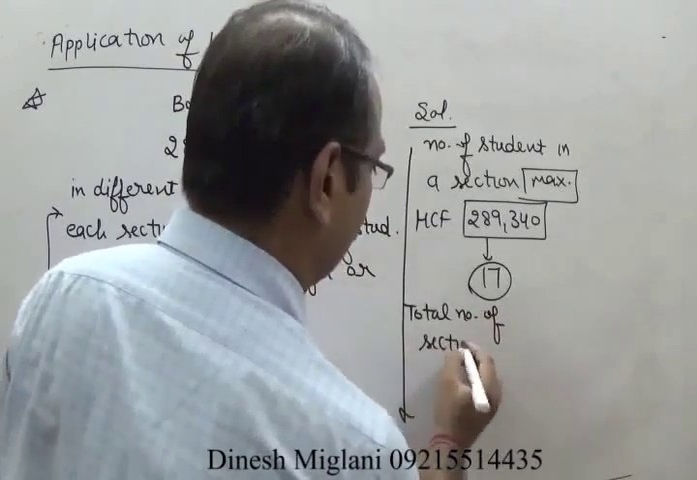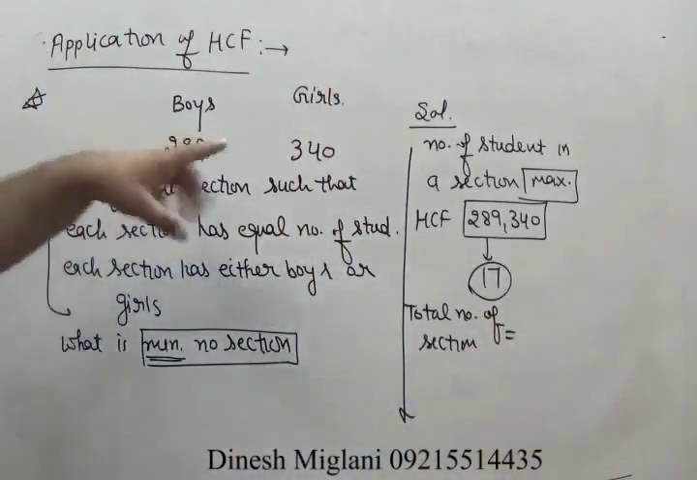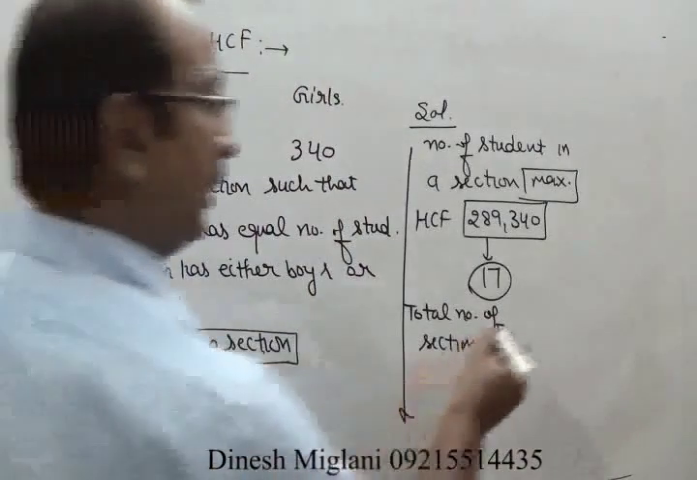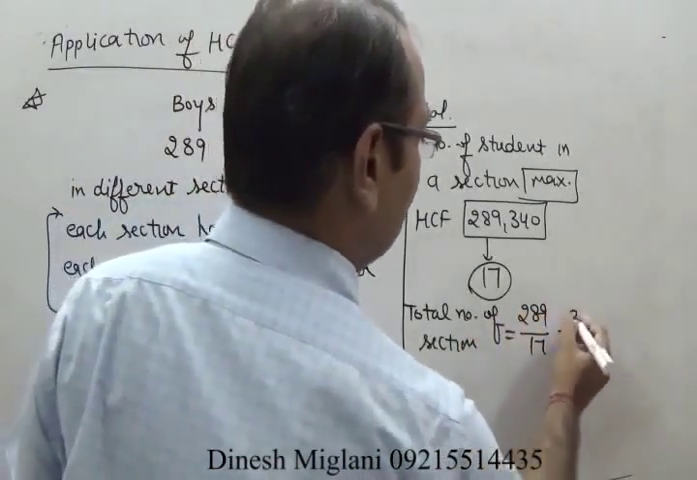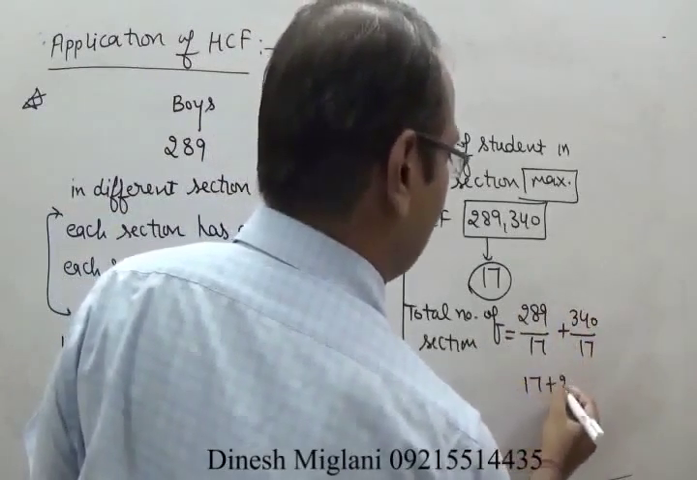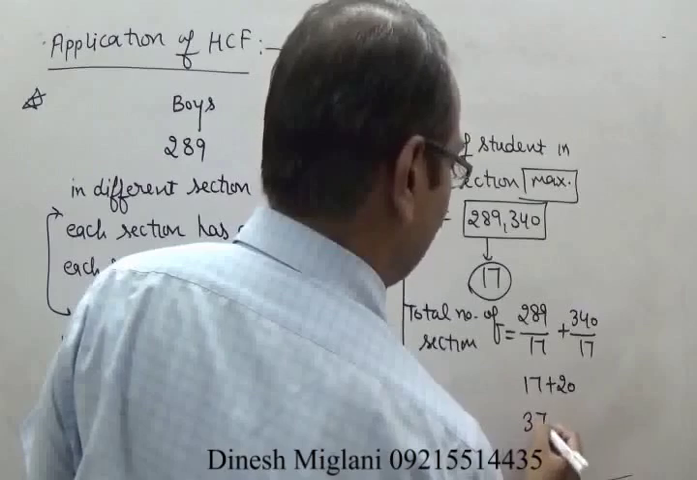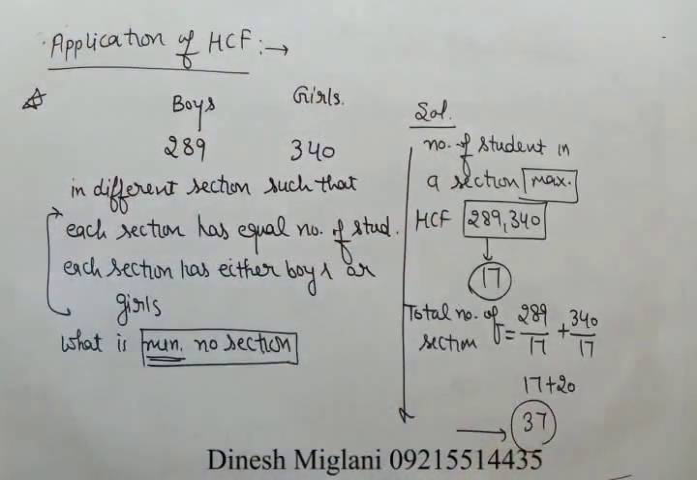To find the total number of sections, we have to divide the sections for boys and sections for girls. 289 boys are there. Number of sections required is 289 by 17. For girls, 340 by 17. This is 17 plus 20, right? And my answer is 37. 37 is the total number of sections required for accommodating the students. I hope the idea is clear.